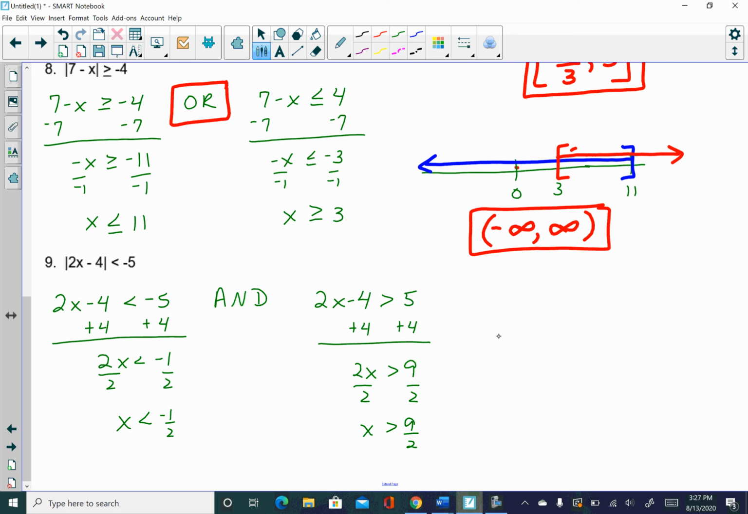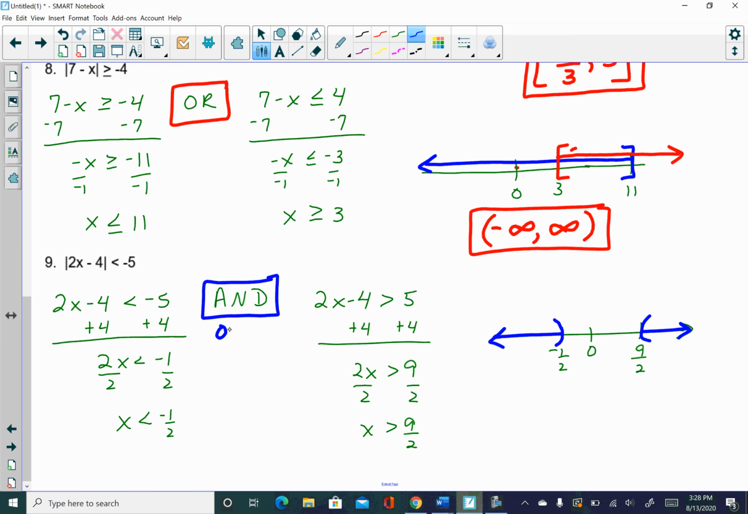All right, so if I go to graph it on the number line, I've got 0, negative 1/2, positive 9/2. At the negative 1/2, I'm going to have a parenthesis, and it is pointing to the left, so I'm shading to the left. At the 9/2, I have a parenthesis, and this is pointing to the right, so I am shading to the right. This is an AND statement.